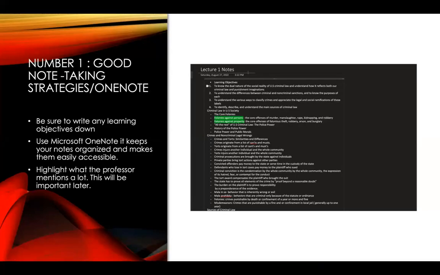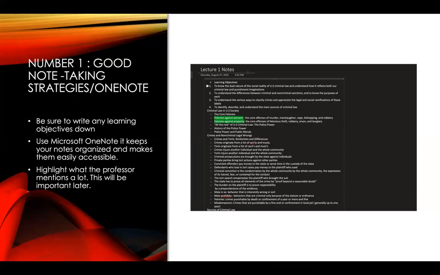My first tip is good note-taking strategies and using the app called Microsoft OneNote. It allows you to keep your notes organized and makes them easily accessible. I also recommend highlighting what the professor mentions a lot within the lecture. This will be important later on for your exams.